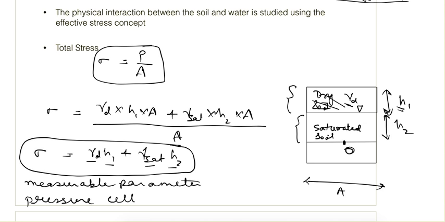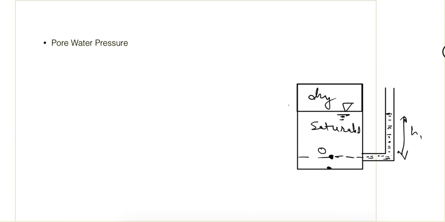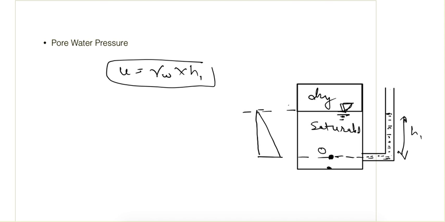So the total stress consists of two parts. It consists of effective stress plus the pore water pressure. Let's see these two one by one. First, let's see the pore water pressure. Pore water pressure is the hydrostatic pressure up to that point for which we want to calculate. So if the water table is there up to this point and the depth of this point is H1, the pore water pressure can be given as gamma W times H1.